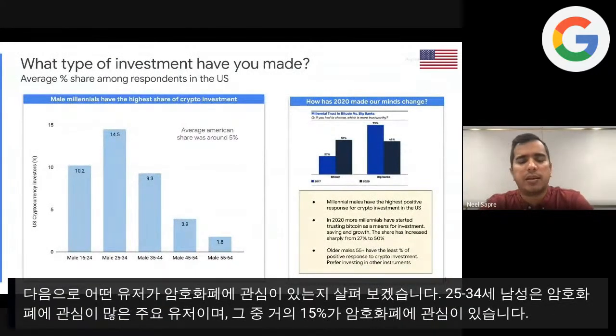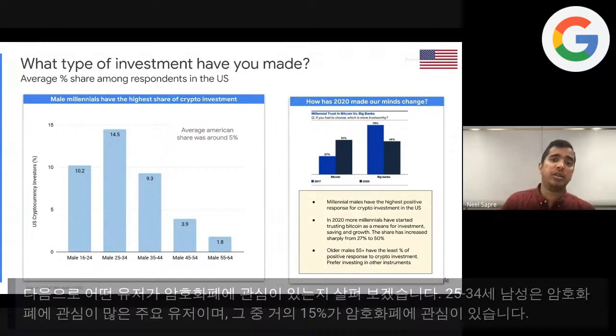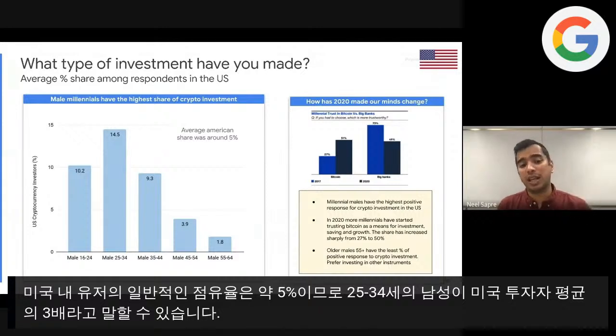Next, we go into audiences yet again. And the graph on your left talks about what sort of audiences are interested in crypto. So it's essentially male millennials have made the highest share of crypto investment. If we look at males between the ages of 25 and 34 in the US, almost 15% have said that they have invested in crypto. Average American share was around 5%. So we can say that this demographic, which is males between the ages of 25 and 34, have an index of 3x. That's an extremely high index.